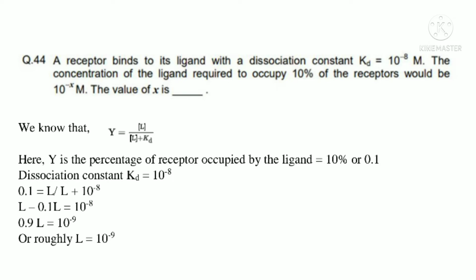Now we will calculate the ligand concentration using this equation. Here L is the concentration of ligand and Kd is the dissociation constant. Here it is 10 to the power minus 8. When we solve it, the concentration of L is 10 to the power minus 9.